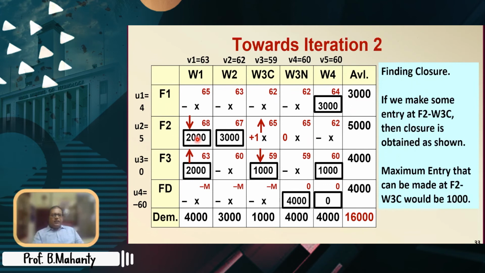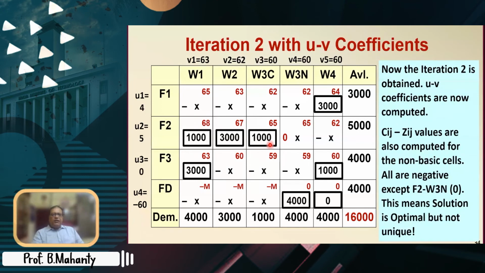Right, so precisely this is what is shown here. If it goes up, this goes down, this goes up and this goes down. So we have a closure and then we make some entry at F2W3C. Right, we make some entry at F2W3C. So when we make that entry of 1000, this is going to be our new solution. So this new solution, again, we recompute the UV coefficients.